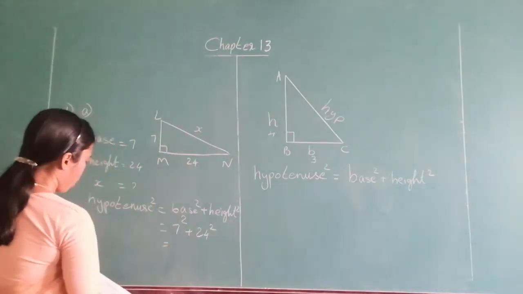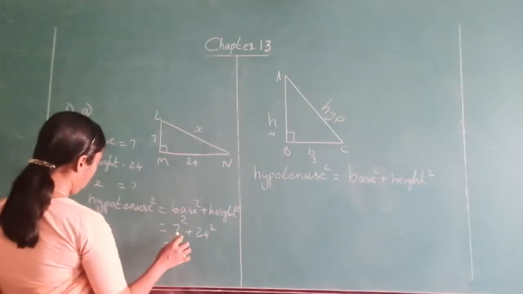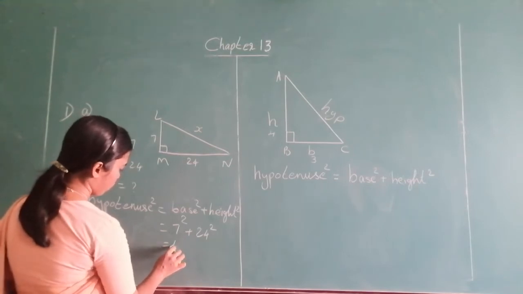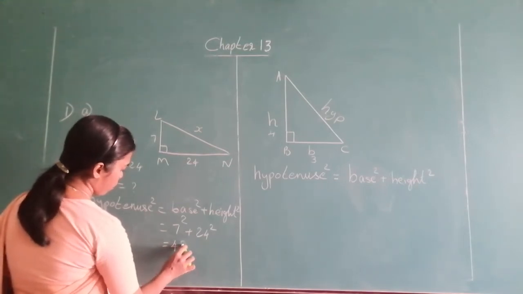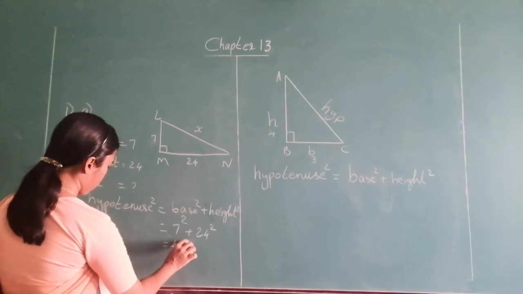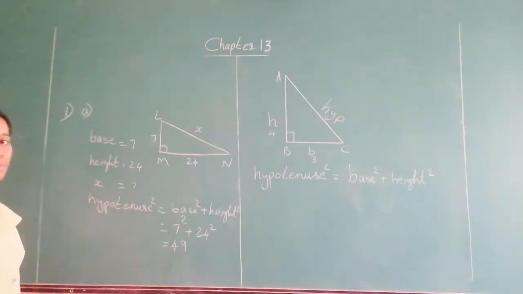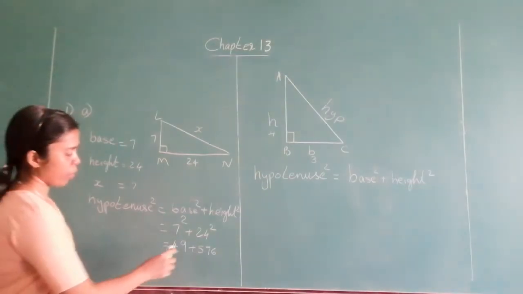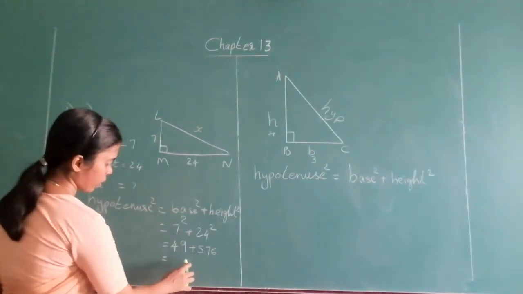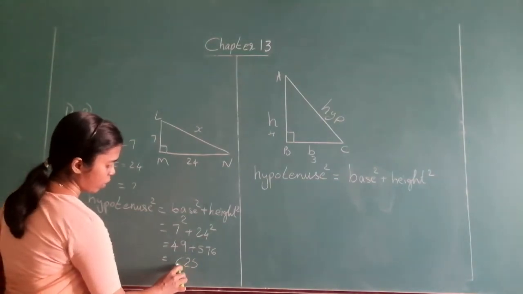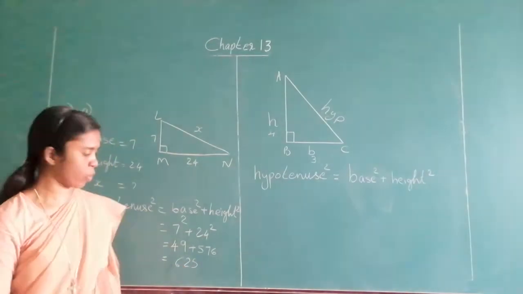Now, we have already been told to learn the squares, so you should know the squares well. Okay. 7 square is 49 plus 24 square. How much is 24 square? 576. Now, you add both. How much will you get? 625. Okay, you will be getting 625.